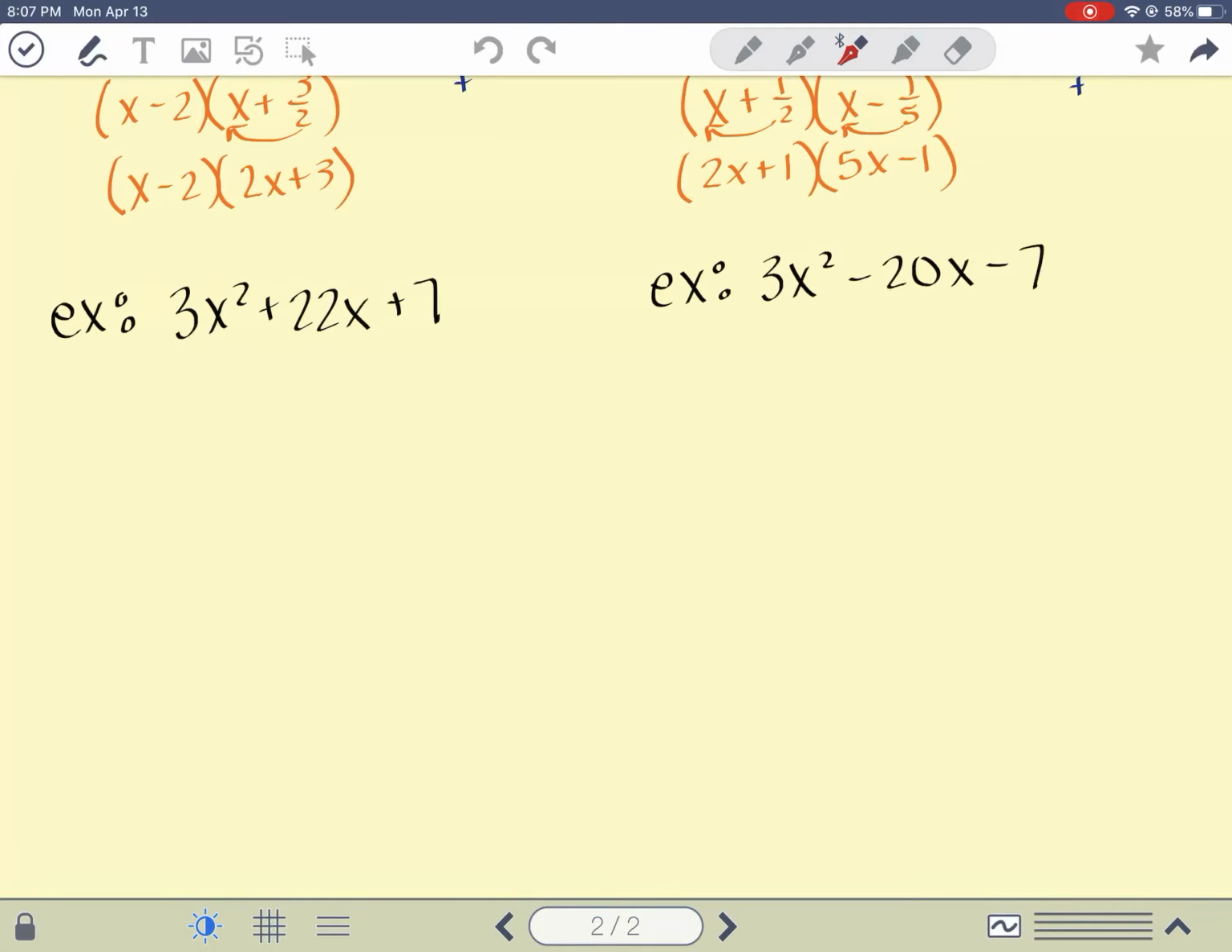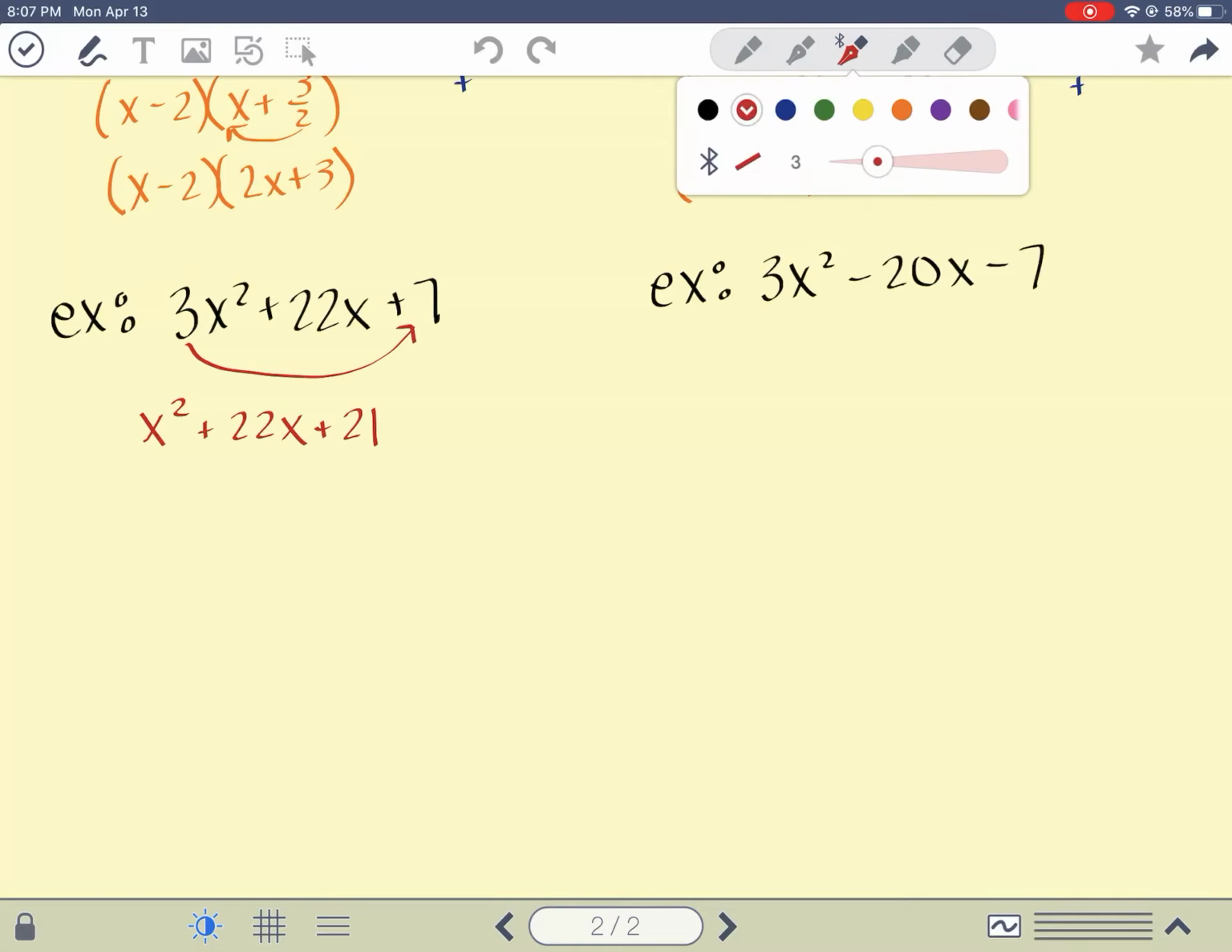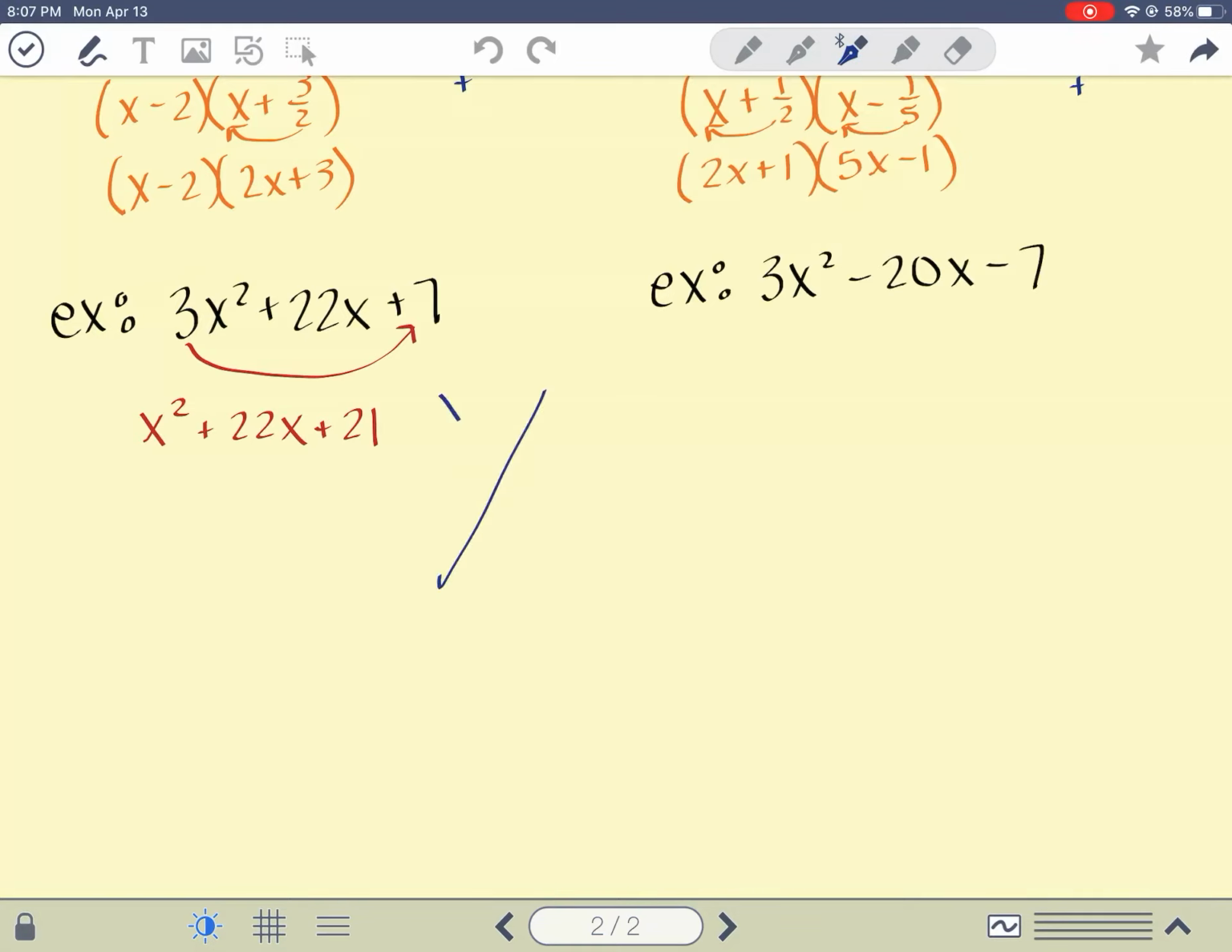Next example. We've got two more. 3x squared plus 22x plus 7. I'm going to slip that 3 to the back: x squared plus 22x plus 21. Use my normal x method. Multiply to 21, add to 22. They're both positive, and they're really close, so that should tell you 21 and 1 are your factors. So I get x plus 21 and x plus 1.